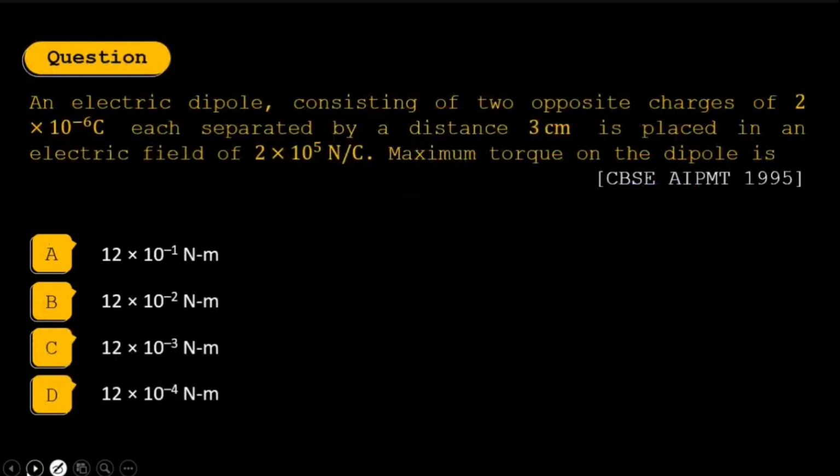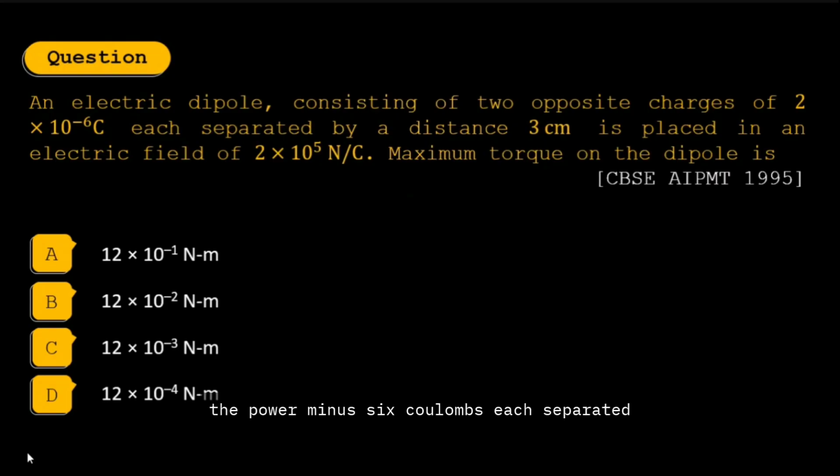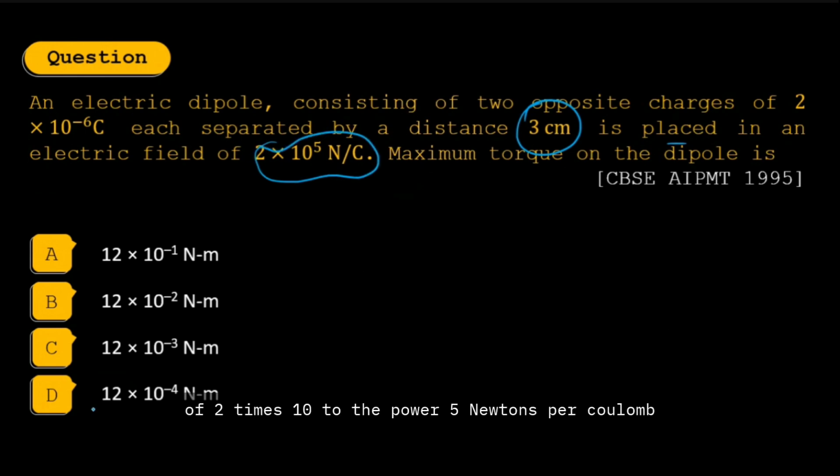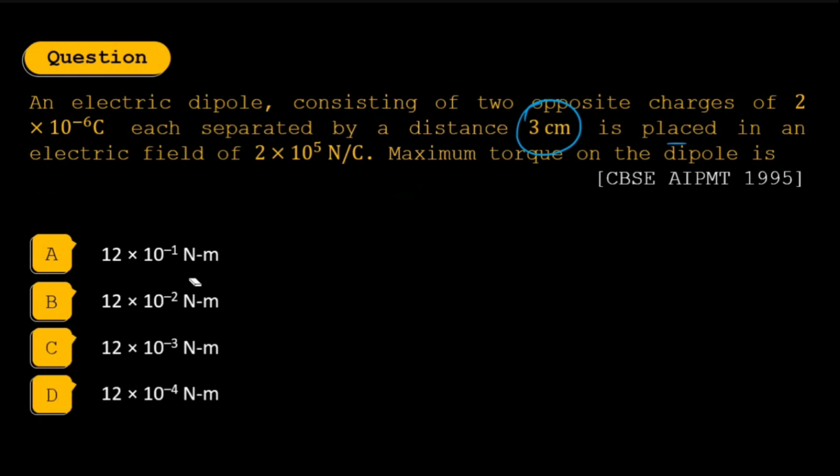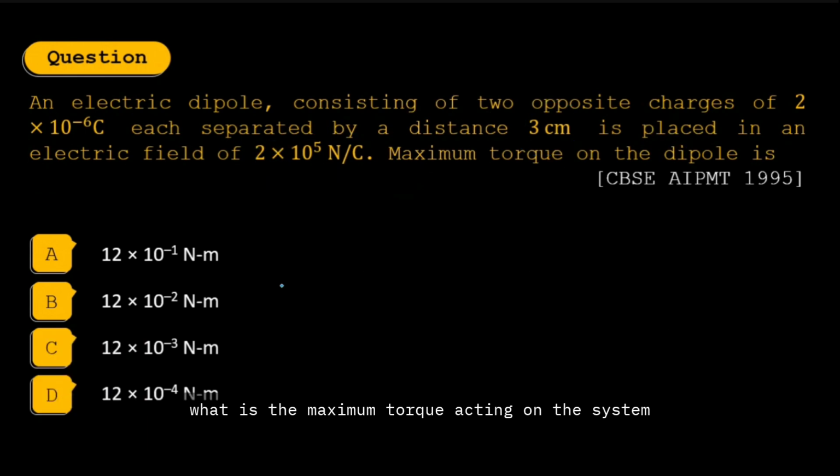Let's move ahead. This is one such question where we have to find the maximum torque on the dipole. The question says that there is an electric dipole consisting of two opposite charges of 2 times 10 to the power minus 6 coulombs each, separated by a distance of 3 centimeters, and they are placed in a uniform electric field of 2 times 10 to the power 5 newtons per coulomb. The question asks: what is the maximum torque acting on the system?